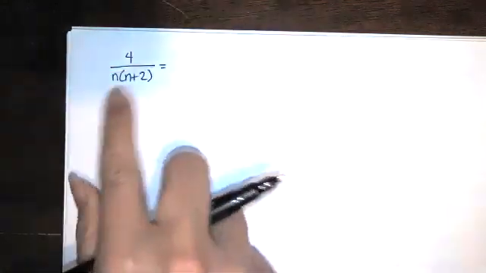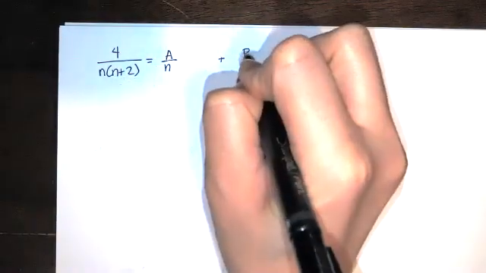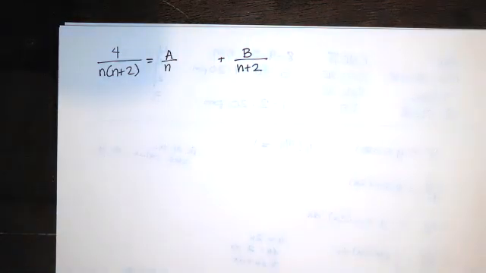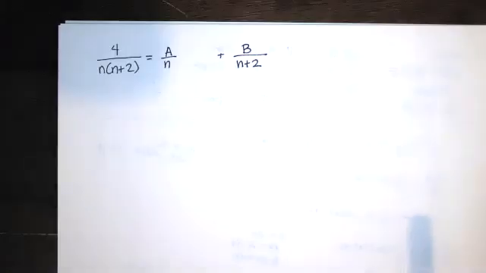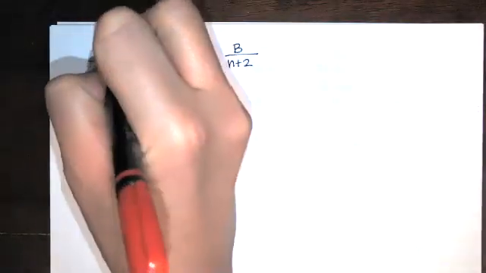So we have 4 over n times n plus 2, and n and n plus 2 are linear factors. So this can be written as a over n plus b over n plus 2 for the right values of a and b. In order to find a and b, one way we can do that is we can take this equation and multiply by the least common denominator, which is just the original denominator. It always is.